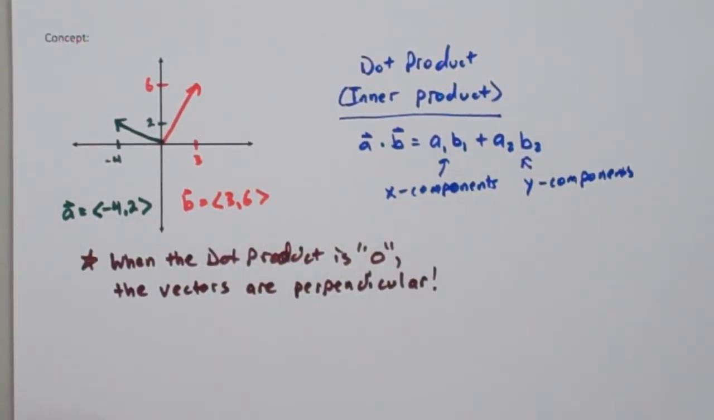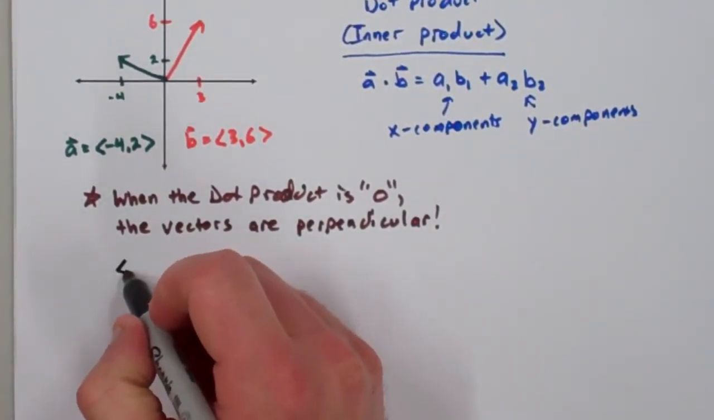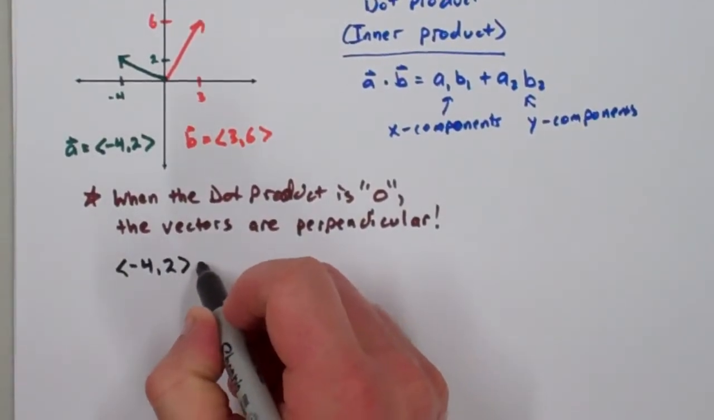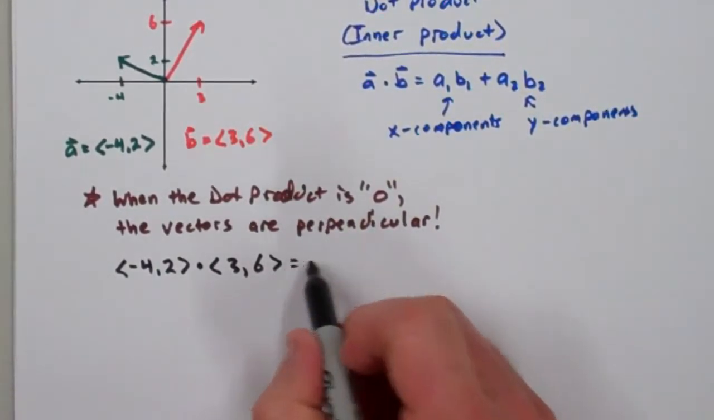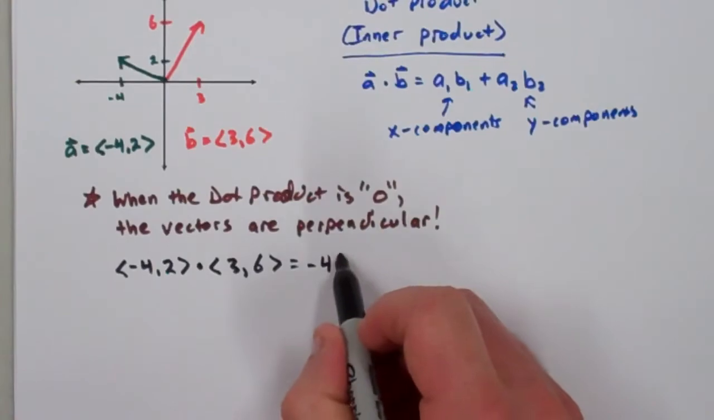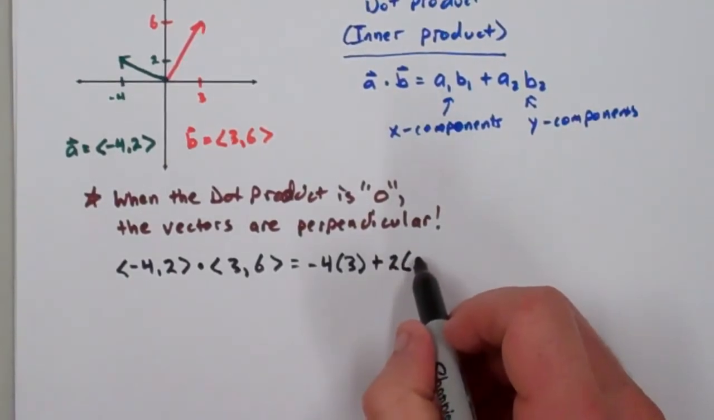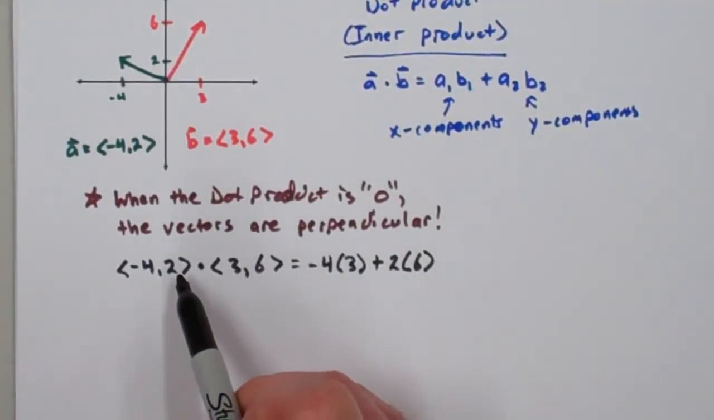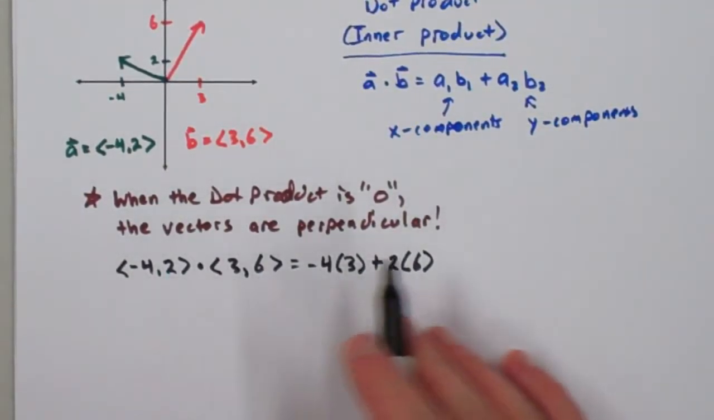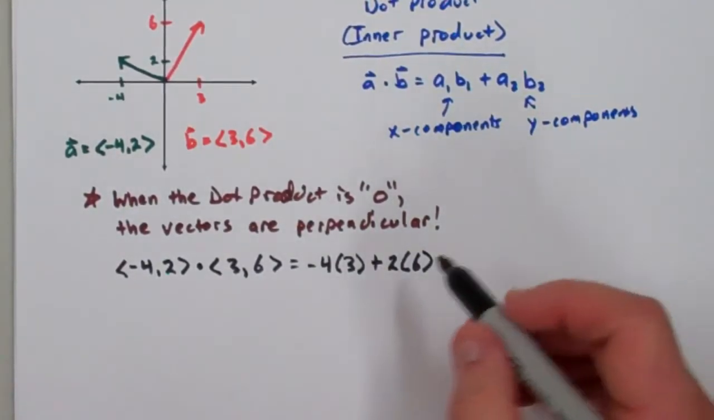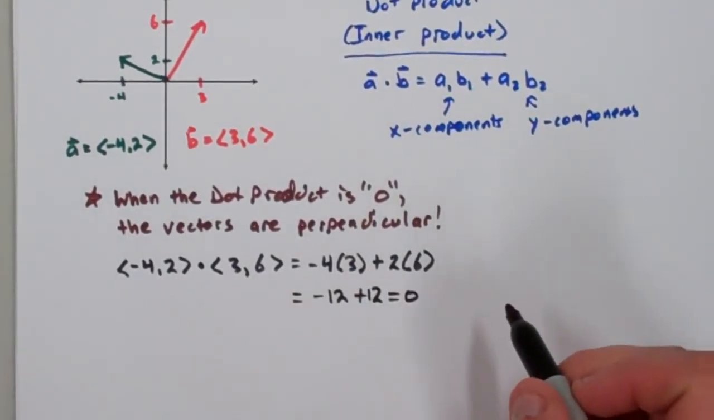So let's see if that's the case with these two. I'll move this up just a tad, and we're going to write that like this: -4, 2, dot product, and then 3, 6. So to find that, we're going to multiply the x components of each one together, then add the multiplication of the y components. By the way, if you had a z or any further component, then you would just add the multiple of each one of those components together too. So you can see that the dot product here is -12 plus 12, which is 0.